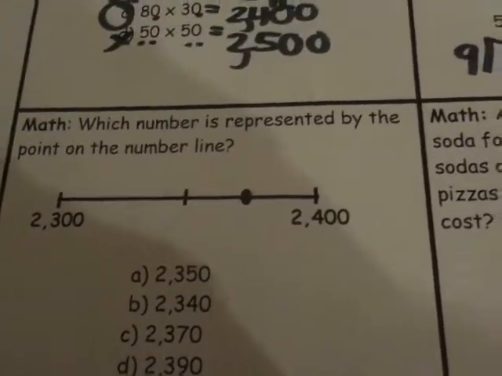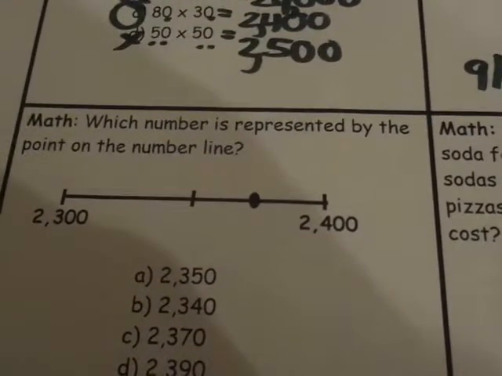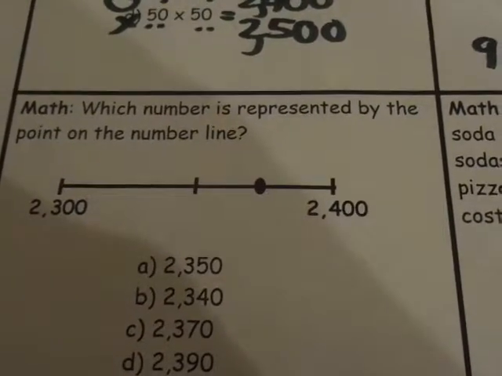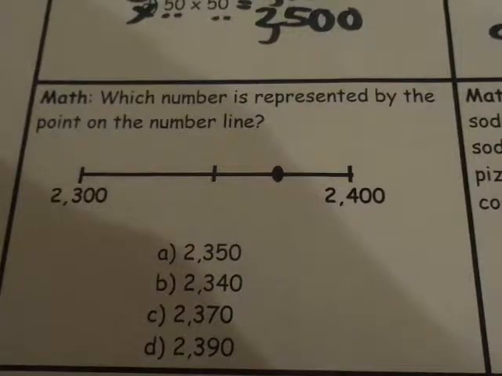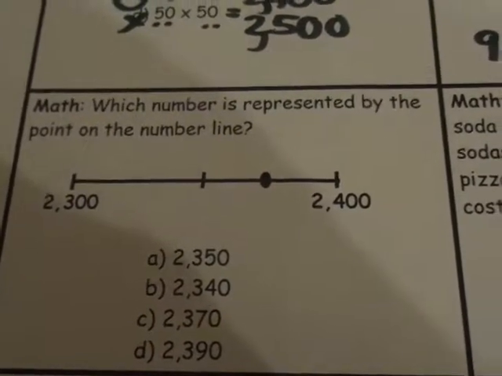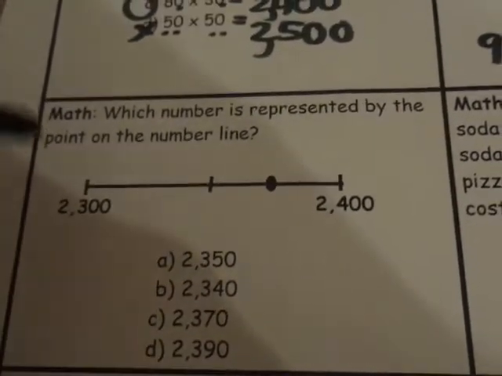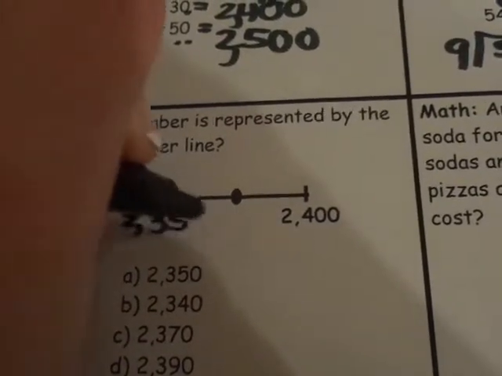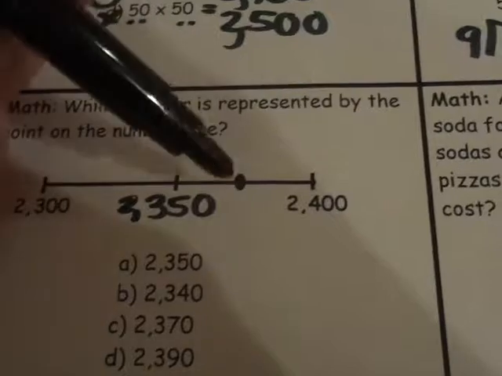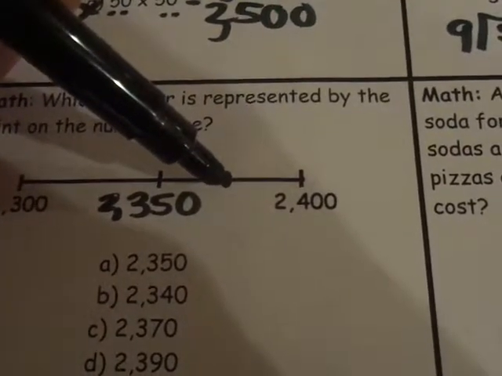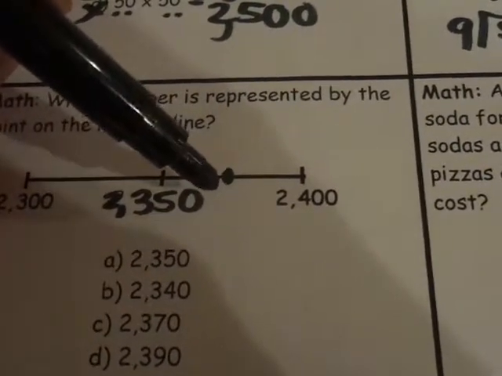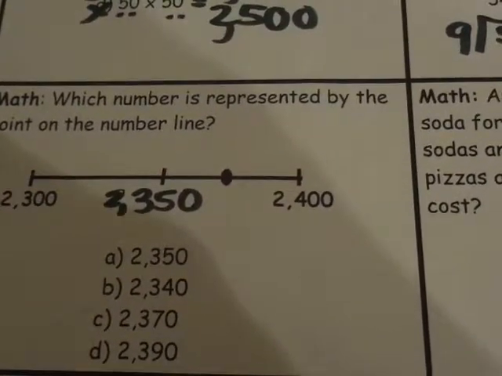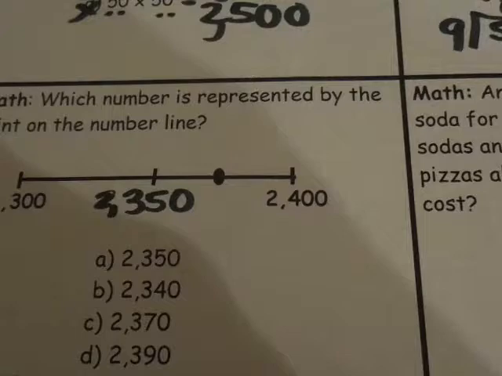Next question, which number is represented by the point on this number line? So we have 2,300 and 2,400. Well, I'm going to label my midpoint to help me out. This is going to be 2,350. And the dot is greater than 2,350. So I can eliminate the ones that are not greater than 2,350. Can you see which one I can eliminate?